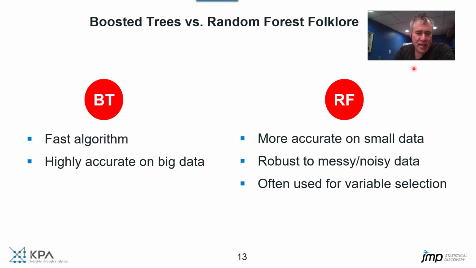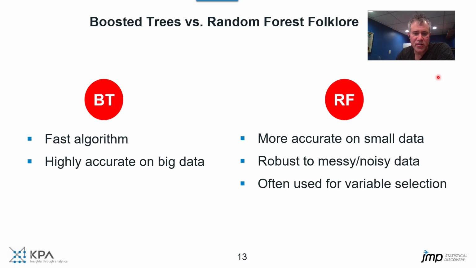Part of this is going to be based upon just the folklore of these 2 models. Boosted trees are renowned for being fast, highly accurate models that work well on very large data sets, whereas the kind of hearsay is that random forests are more accurate on smaller data sets. They are fairly robust to messy and noisy data.